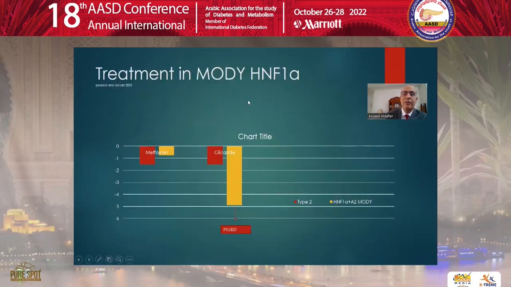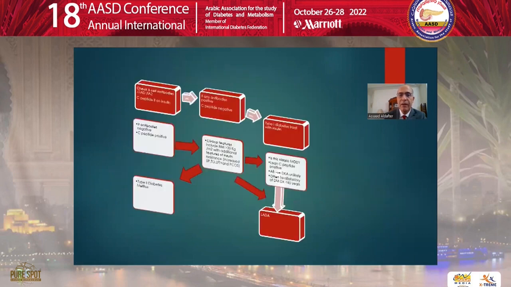So again, treatment in MODY is also different; studies show that sulfonylureas are very effective in this group of patients rather than metformin. And by this, we can conclude that C-peptide is one of the most important measurements to discriminate between insulin secretion, whether in young or old. We measure the C-peptide. If the C-peptide is negative and any antibody is positive, this is type 1, while if it is type 2 and C-peptide positive in an older patient, they have LADA.